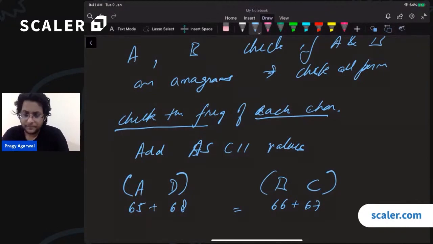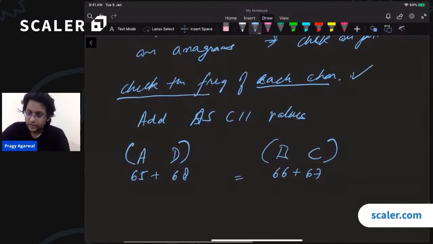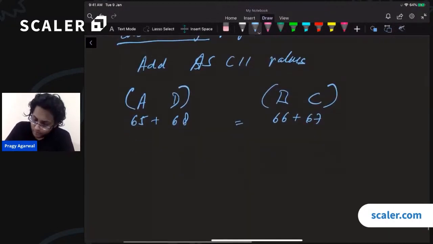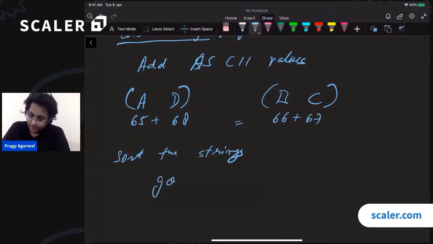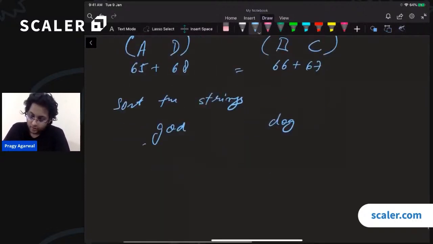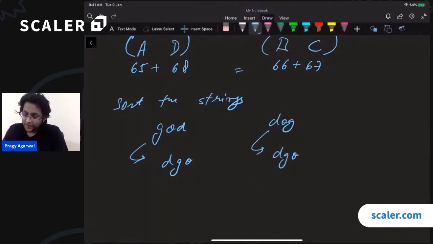Is there any other way? Yes, this is definitely a way. A simpler approach could be just to sort the strings individually. For example, if I have the string god and the string dog, if I sort god, I get dgo. Similarly, if I sort dog, I get dgo. The sorted strings have to match character by character. If I sort both of them, the sorted value should be the same for the strings to be anagrams.